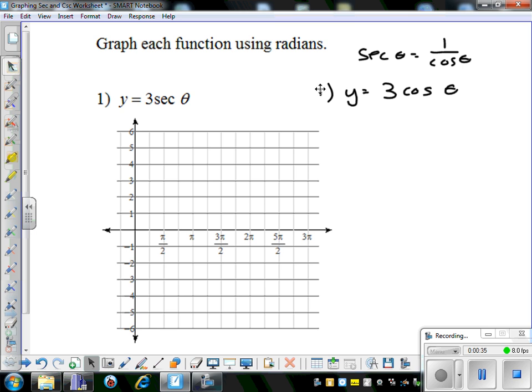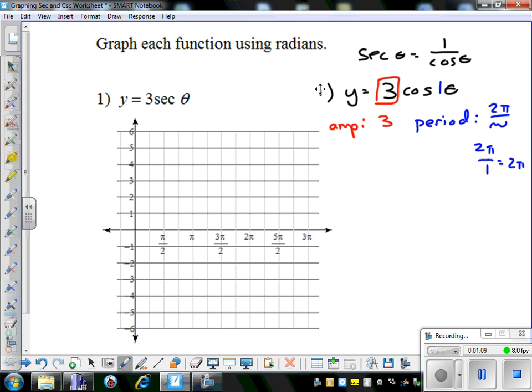So when we look through this, we always want to write out what our amplitude is. Our amplitude is the number that's in front of the cosine, so our amplitude is 3. To find our period, we take 2 pi divided by omega, which is the number in front of theta, which is 1. So it's 2 pi divided by 1, which is 2 pi. We don't have anything added inside the function, nor anything outside the function, so that's all we have.